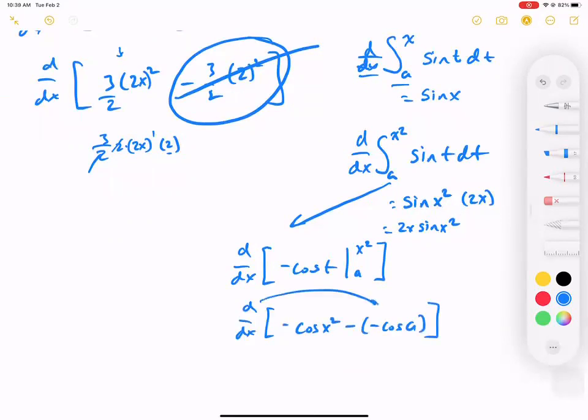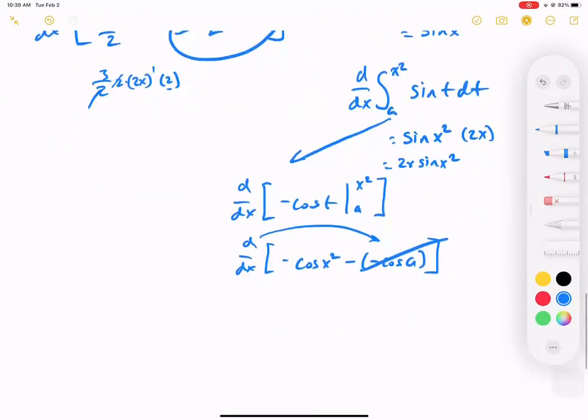Do we care about the derivative of a constant? Remember, that's just a constant. We don't care. It was going to go away anyways. So focus on your derivative of cosine. What's the derivative of cosine? That's negative sine. So negative sine of x squared. Chain rule, the derivative of x squared is 2x. This equals sine x squared times 2x. Save yourself some time.